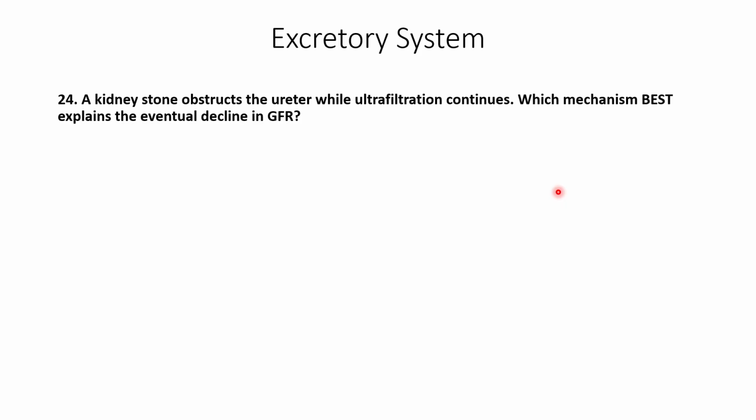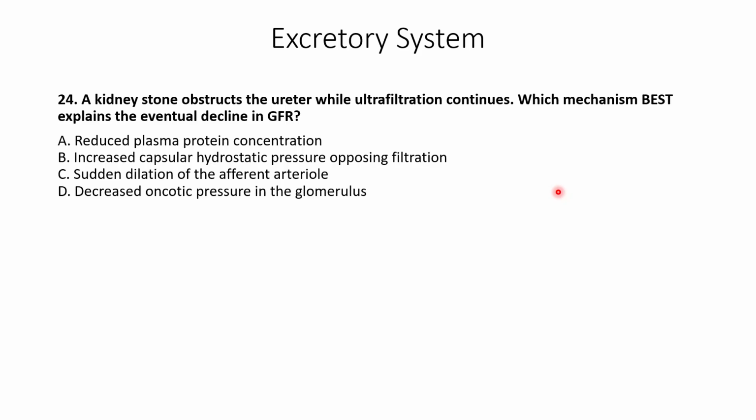Okay, let's do one last question for today, and then we can adjourn. Because I have more, but I think we won't have time. So, imagine that there's a kidney stone obstructing the ureter while ultrafiltration is continuing. Which mechanism amongst these would best explain the eventual decline in GFR? So, we talked about GFR, right? It's the glomerular filtration rate. Does anyone know which one it might be?